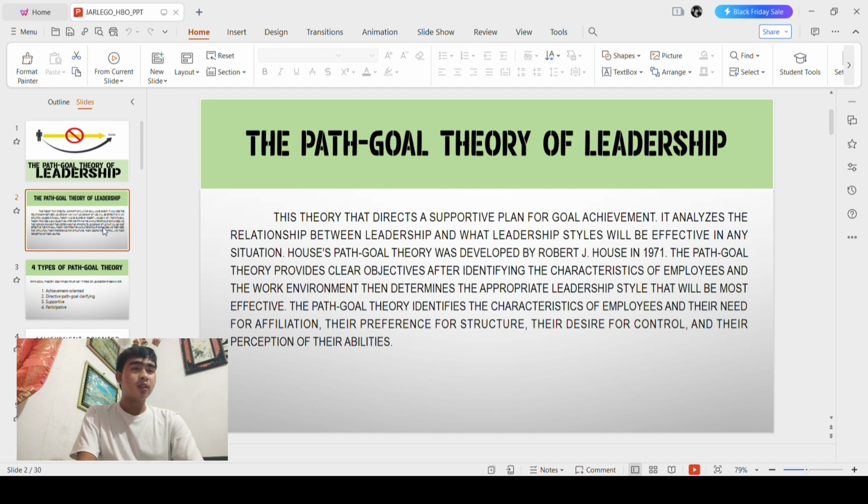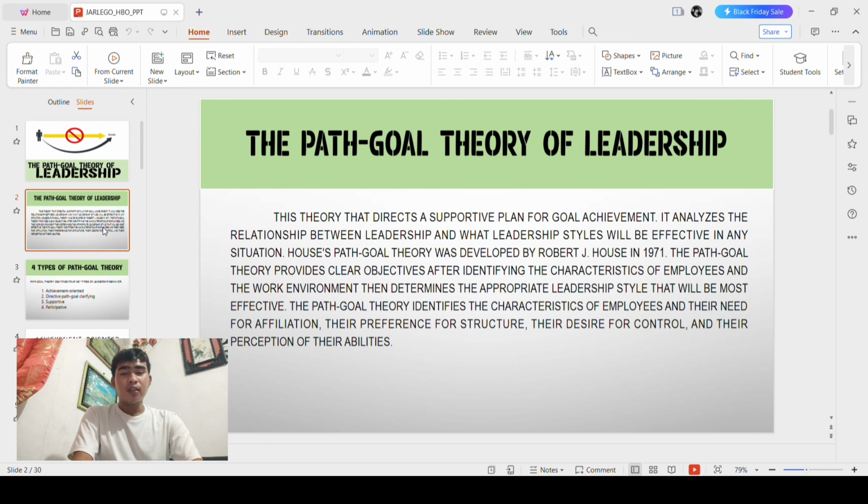So, House's path goal theory was developed by Robert J. House in 1971. The path goal theory provides clear objectives after identifying the characteristics of employees and the work environment, then determines the appropriate leadership style that will be most effective. The path goal theory identifies the characteristics of employees: their need for affiliation, their preference for structure, their desire for control, and their perception of their abilities.